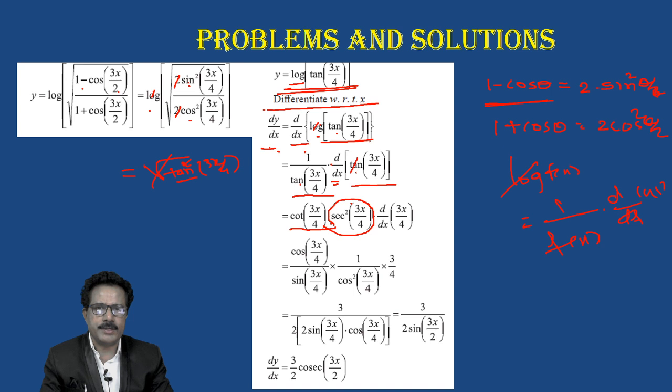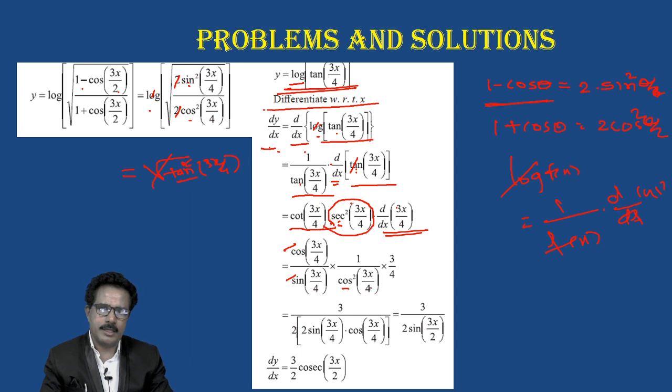Again this is a composite function, there is no tan x, it is tan 3x by 4. Therefore derivative of tan is sec square 3x by 4 as it is. Again we have to take derivative of 3x by 4. This cot 3x by 4 can be written as cos upon sin into sec square means 1 upon cos square, put this angle as it is, into now derivative of 3x by 4. 3 is a constant coefficient, derivative of x is 1, 3 into 1 means 3 by 4. This is the total differentiation process.